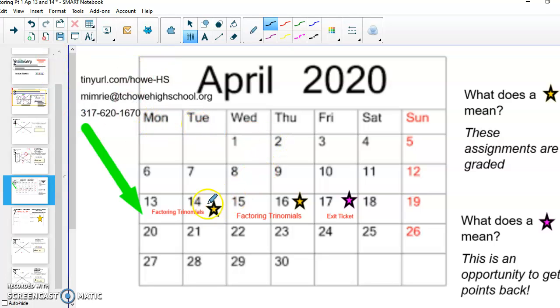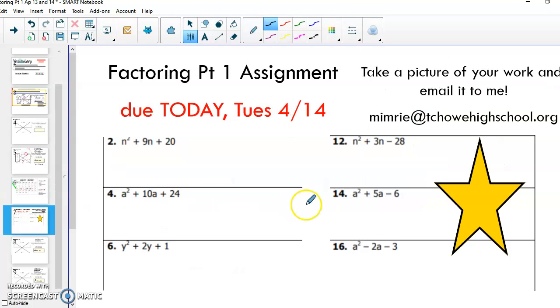As you see in our calendar today for the 14th, we are going to be continuing to talk about how to factor trinomials. And we're going to work on our part 1 assignment that's due today. We see that little gold star that tells us we have a graded assignment that needs to be emailed to me today. So let's take a little sneak preview at what is due. Part 1 assignment is due today by the end of the day.